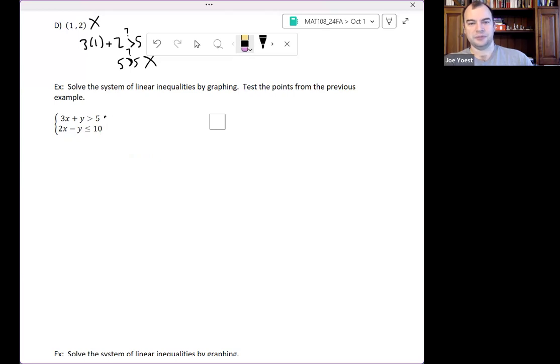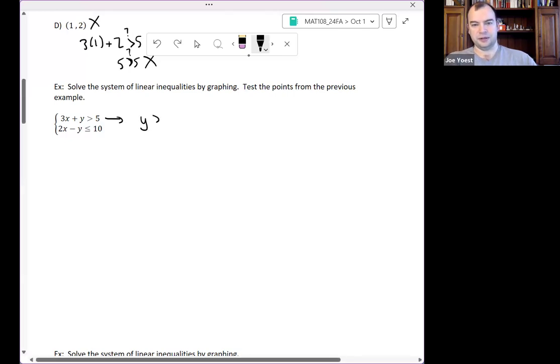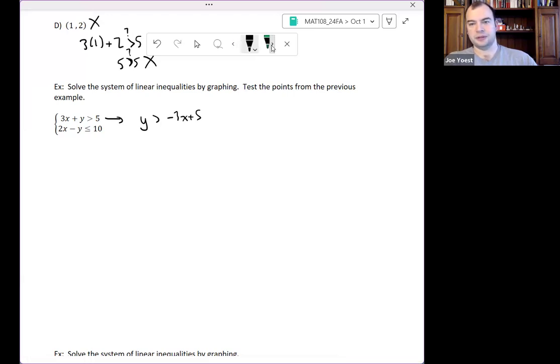I'm just going to start from scratch. All right, so here we have y bigger than negative 3x plus 5. And I have y bigger than or equal to 2x minus 10.